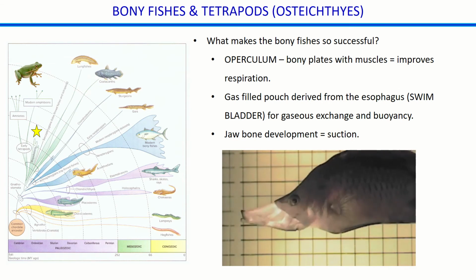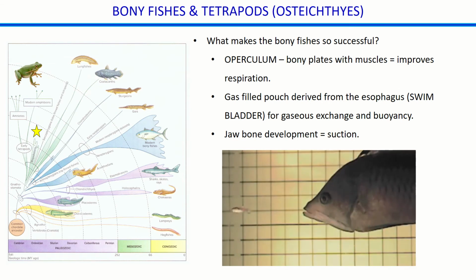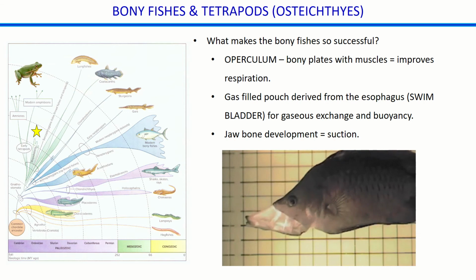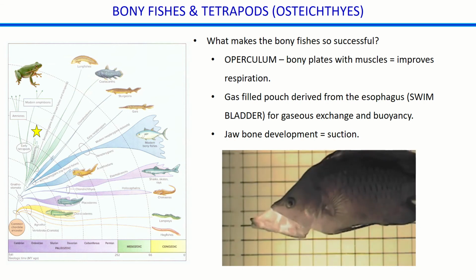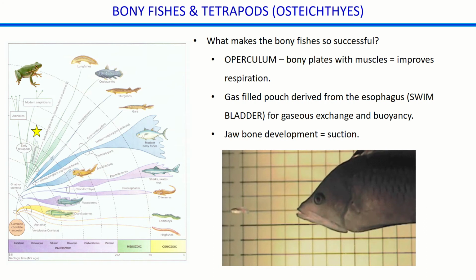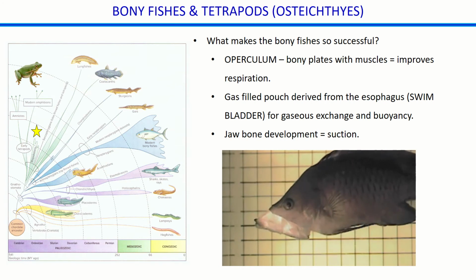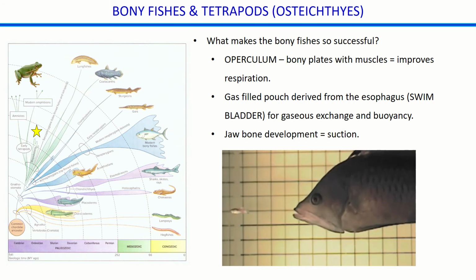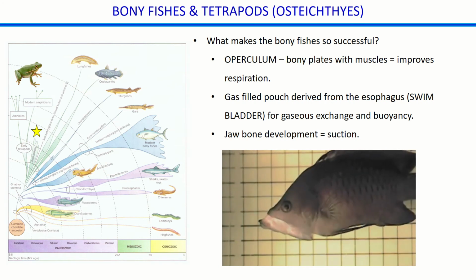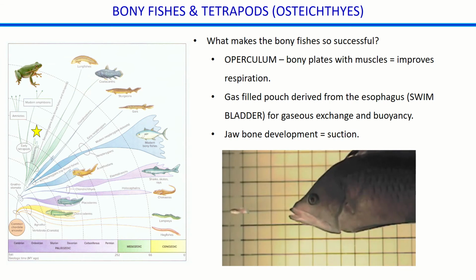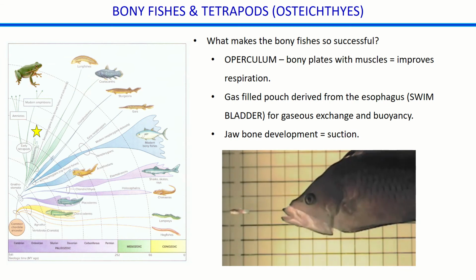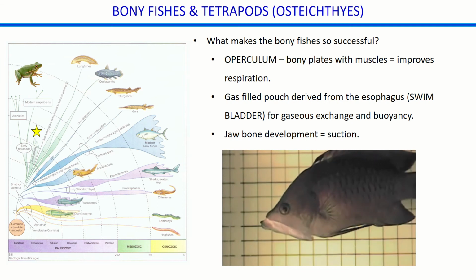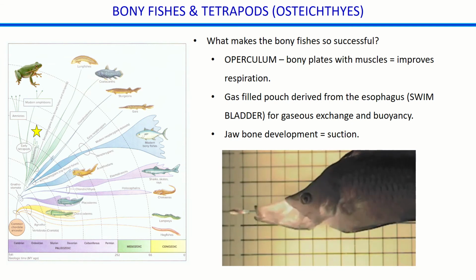Gas-filled pouch derived from the esophagus. We call it the swim bladder. Have you ever cut a fish open and you take out this bag, like a spongy bag? It's a swim bladder. If you guys do more work with me towards your advanced diploma, we'll definitely show you some swim bladders. It's very useful for gaseous exchange, so they can actually get some oxygen out of it and store some oxygen, and helps them with their respiration, as well as buoyancy.